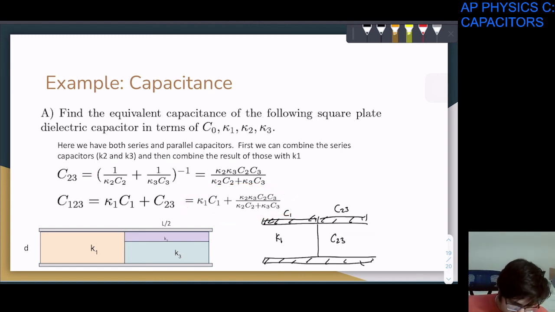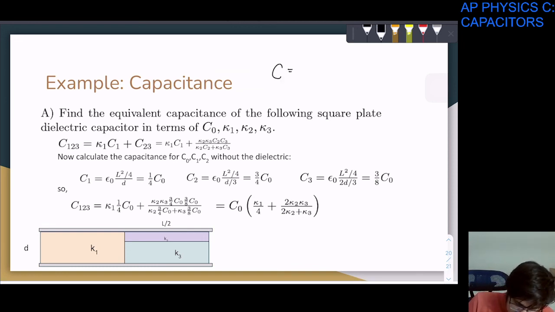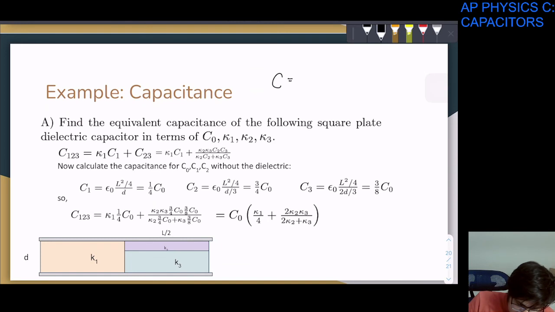But there's a problem, right? We only want to express it in terms of C0, K1, K2, K3. So we have C1, C2, and C3 in the expression, so we need to get each one of those in terms of C0. And remember, C1 is this capacitor, C2 is this capacitor here, and C3 is this capacitor here. You can scroll up again, but remember C equals kappa times epsilon 0 times A divided by D.